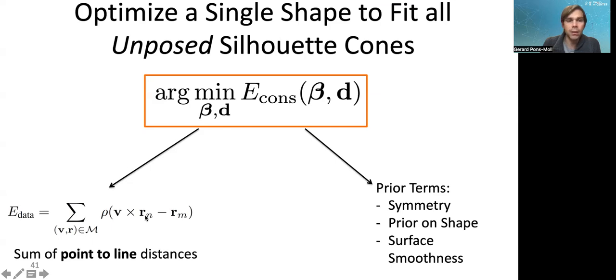This is a point-to-line distance of the ray expressed in Plücker coordinates. You don't need to get into these details, but just believe me that if you do V cross product R_n minus R_m, where the rays are expressed in Plücker coordinates, you have a sum of point-to-line distances. And then the prior terms are basically enforcing symmetry in the shape. And we have a prior on the shape, which is based on this PCA space of the SMPL model. And then we have surface smoothness over the shape, which, if I recall correctly, is also based on some Laplacian regularizers, as what we saw for ClothCap.